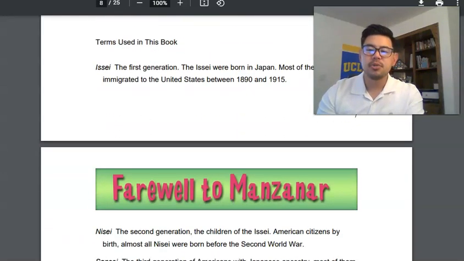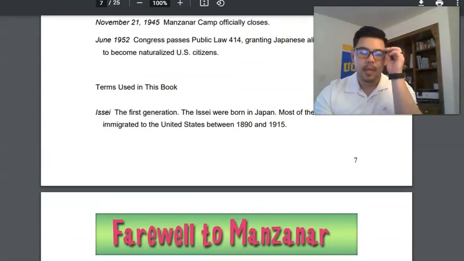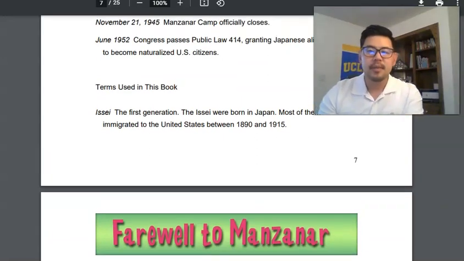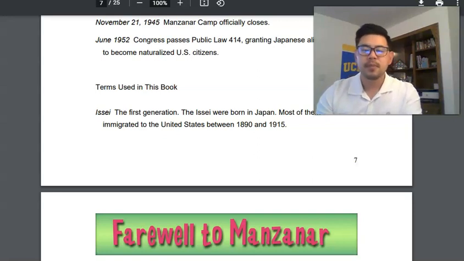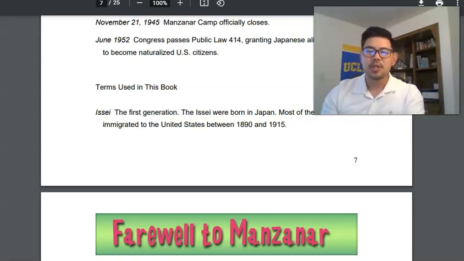Also, the terms used in this book are very important. If you know any Japanese Americans, these are very important terms that they use, especially if they're from more traditional families, not immigrants from not too long ago. Issei, and these are all based on the Japanese numbers. I know some students like to watch anime, so you know some of the numbers. It relates to the generation in which the Japanese came.